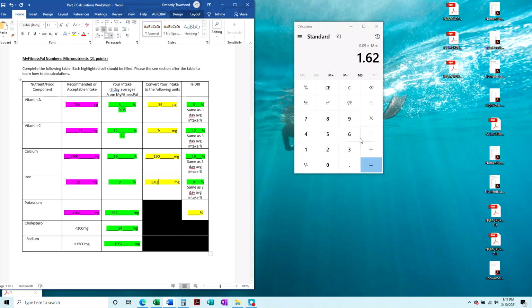Now, as far as the potassium, when you get it from MyFitnessPal, it's already in milligrams. So you're going to take 367 in my case, divided by 4,700. That's going to give you 0.078. Remember to times it again by 100 to get your percent. And I'm going to round up for this percent, which is 8%.